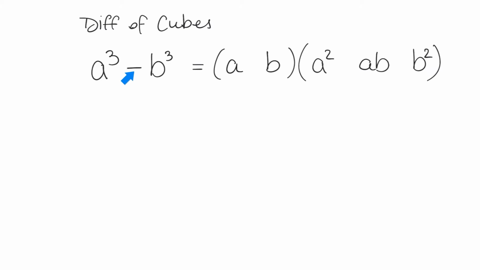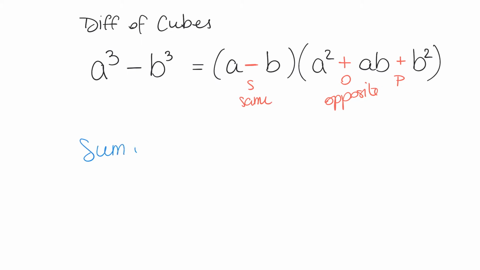This is negative, so this is subtraction. So there's this fun little thing we say, SOP, S-O-P. S stands for same. So we had subtraction over here, we're going to have subtraction here. O stands for opposite. The opposite of subtracting is adding, and P stands for plus. So here is the formula for difference of cubes.